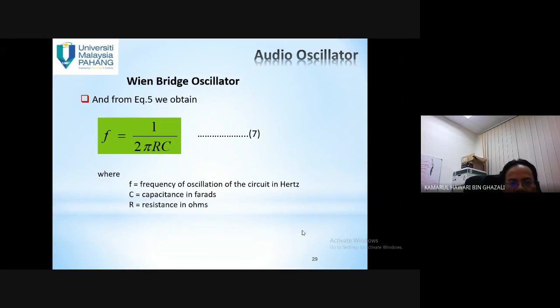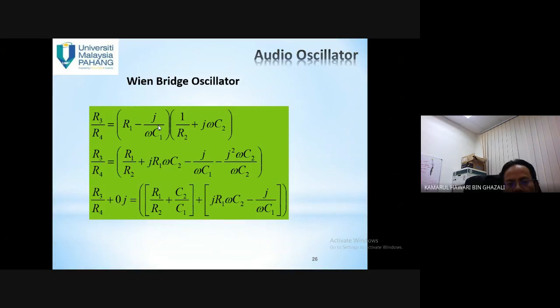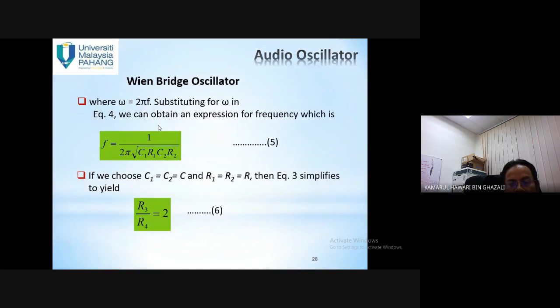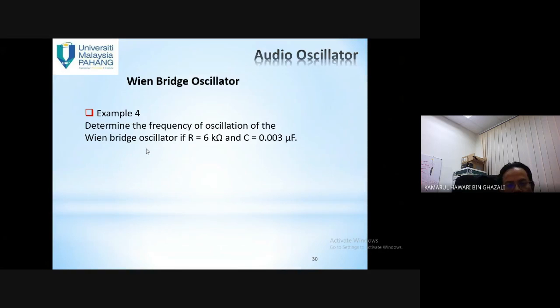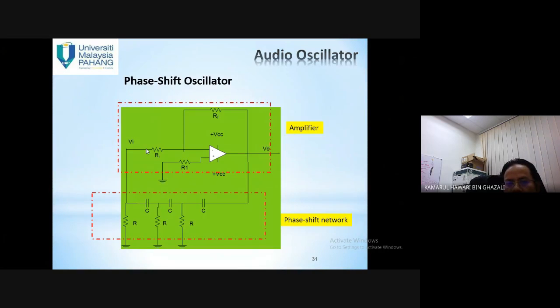And from equation 5, you will get the frequency for the Wien bridge oscillator: f equals 1 over 2 pi RC, where f is the frequency of oscillation of the circuit in hertz, C is capacitance in farads, and R is resistance in ohms. So this is the final equation, derived from the previous equations. Then you will get the final formula for the frequency of oscillation. So you can try this example on your own.